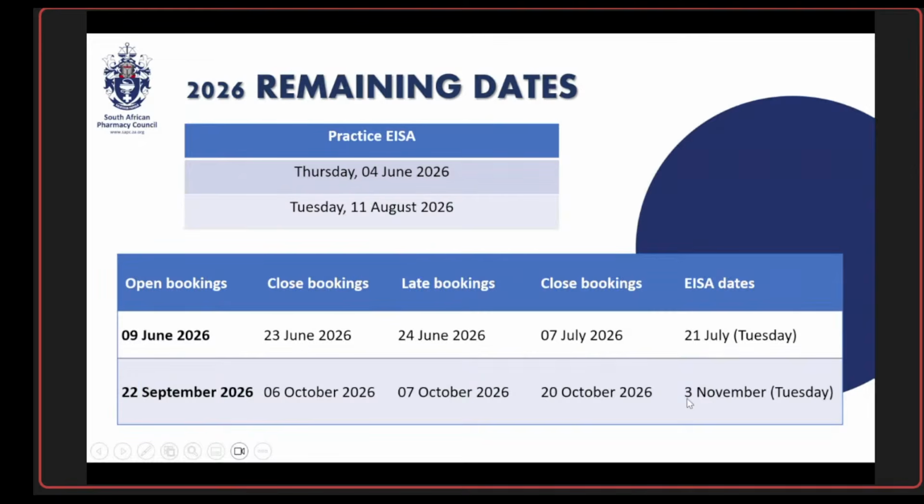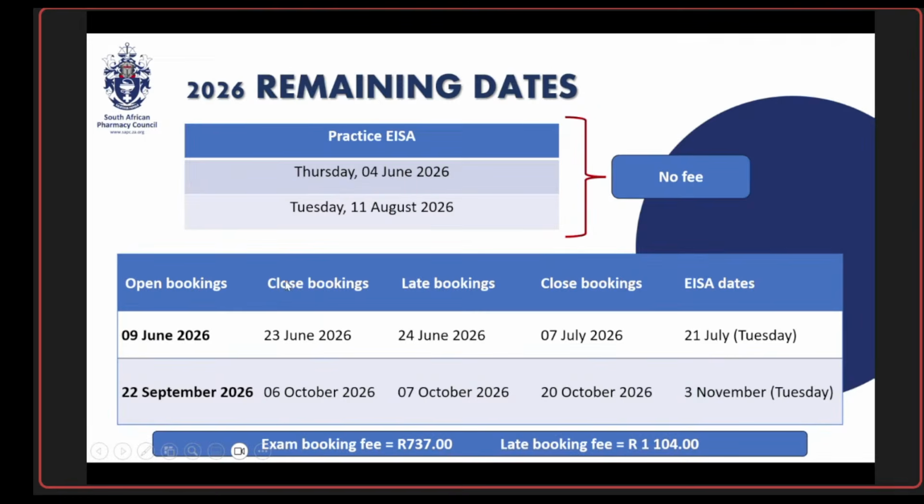The same applies to the one scheduled for the 3rd of November. Bookings will open on the 22nd of September, and close on the 6th of October. Late bookings will then open on the 7th of October until the 20th. For the practice EISA, there's no fee applicable, so you'll be able to book without making any payment. But in terms of the actual EISA, the booking fee is 737 per exam, and then the late booking fee is applicable. If you do not book within the first opening, then you'll have to pay a fee of 1,140.